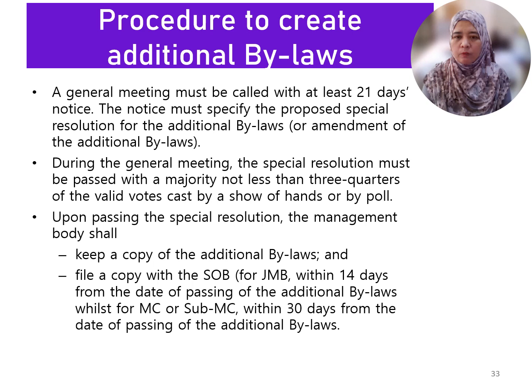Upon passing the special resolution, the management body shall, first of all, keep a copy of the additional bylaws. Simpan di pejabat dia for reference later on. Then, a copy must be filed with the COB. Mestilah difilekan satu salinan di COB for JMB within 14 days from the passing of the additional bylaws, whilst for the MC or sub-MC within 30 days from the date of the passing of the additional bylaws. So ada beza di situ, tempoh masa yang diberikan. JMB within 14 days, MC or sub-MC 30 days. JMB tu ada lagi developer. That's why nak kena cepat bagi kepada COB.